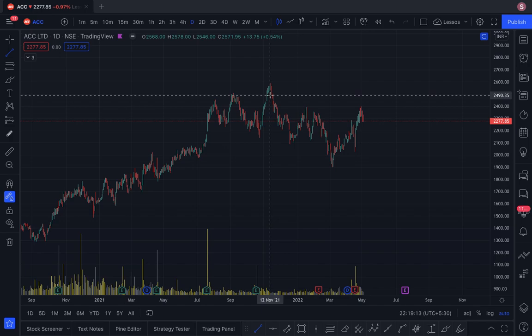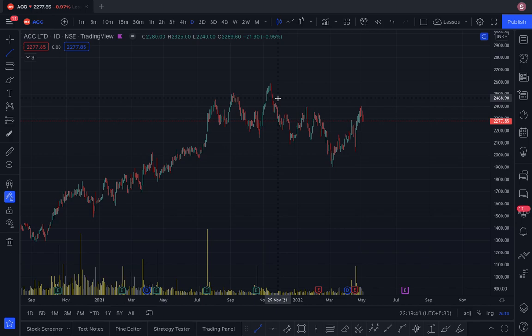Because when the candle is making a higher high, the RSI should also make a higher high, and when the price is making a lower high, the RSI should also make a lower high. But when there is a divergence, it means the RSI is not agreeing with the price, or the price is not agreeing with the RSI. In that case, the RSI will overwhelm the price. It means we will do what the RSI suggests us to do.